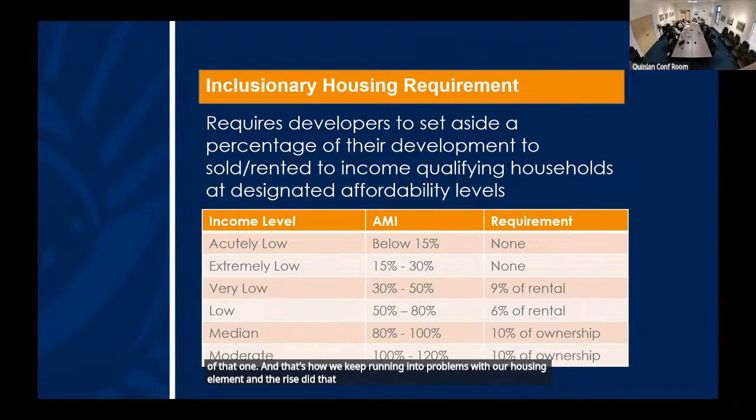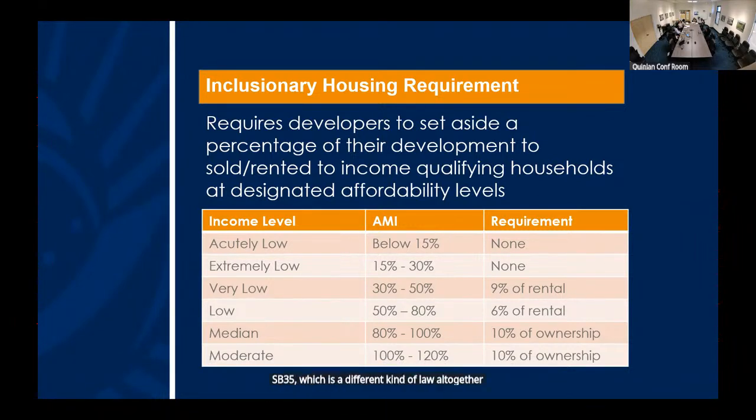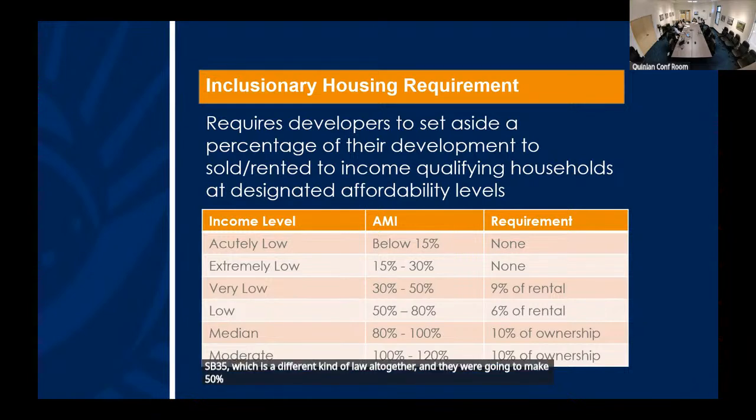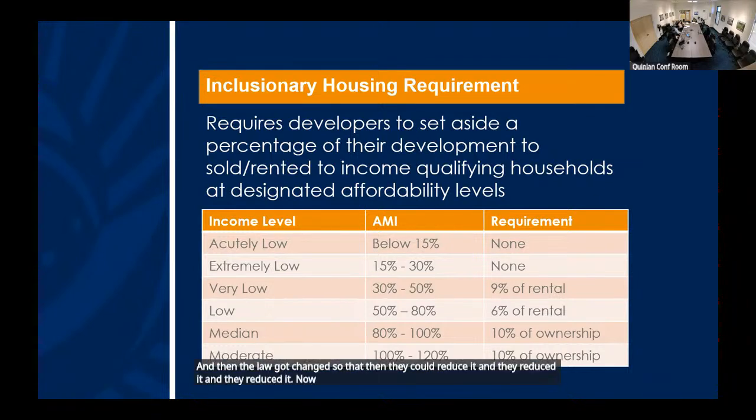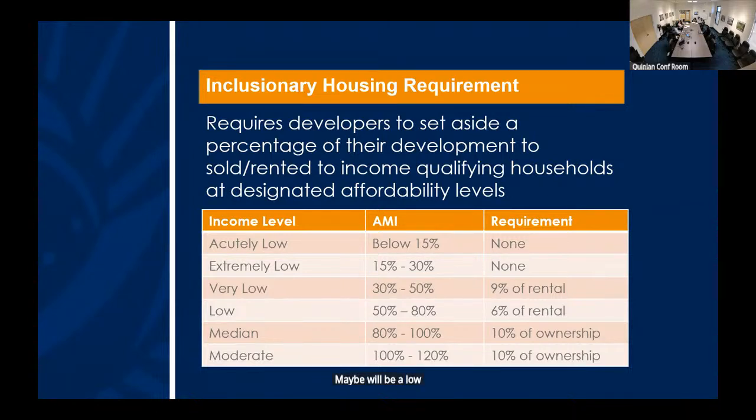And the Rise did that. They had SB 35, which is a different kind of law altogether, and they were going to make 50% of their houses below market rate. And then the law got changed so that they could reduce it, and they reduced it, and they reduced it. Now, the nice thing about it is the ones they say they're gonna build first, so all of that construction that's going on right now will be below market rate homes. Yeah. But there's a whole lot of market rate homes that are gonna be built instead.